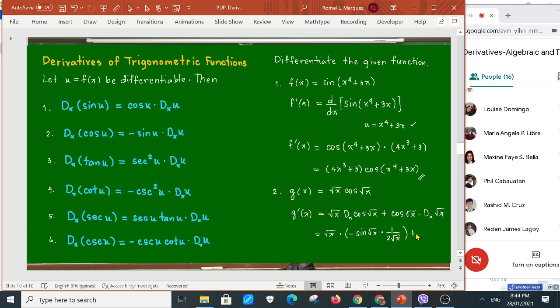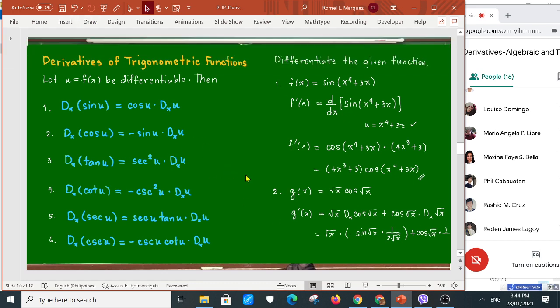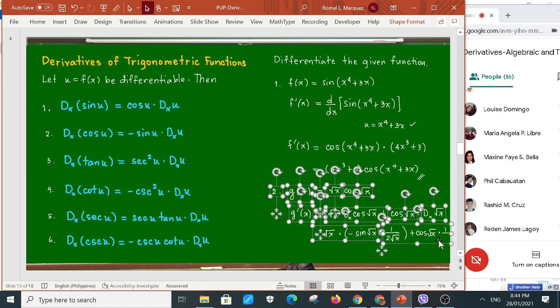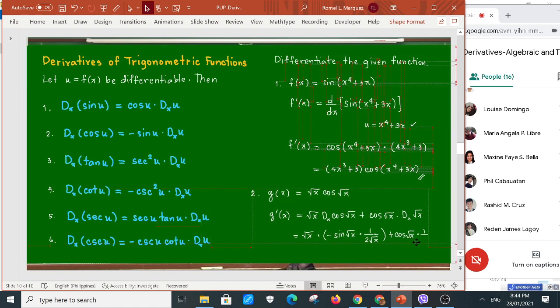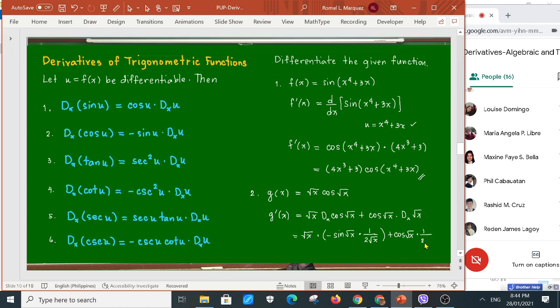Plus the second, this is the cosine, no? Cosine of square root of x. We already differentiated that. What is the derivative of square root? 1 over 2 square root of x. Okay, guys? Let's simplify.